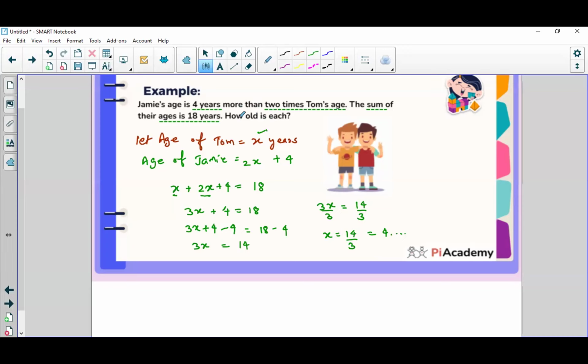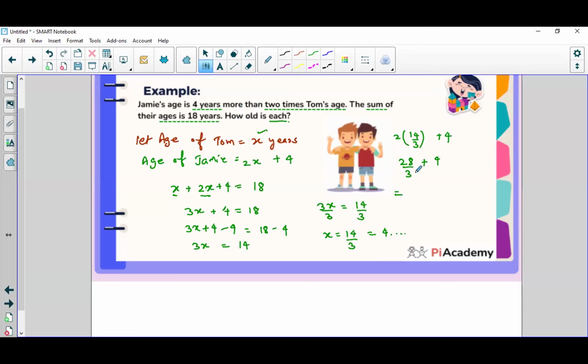And in the question, it is going to ask how old is each. We have to tell the value for both, for Jemmy as well as for Tom. So here x is 14 over 3. Now what would be the age of Jemmy? It's 2x plus 4. So what you will do? 2 times 14 over 3. We will just substitute the value of x. So that will become 28 over 3 and plus 4.